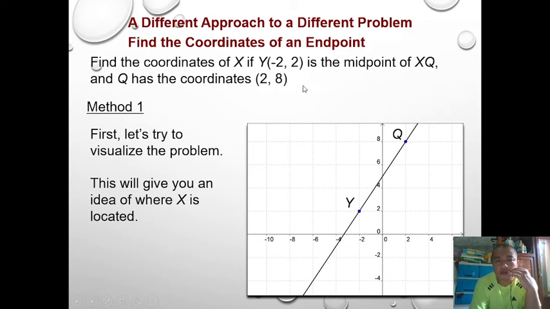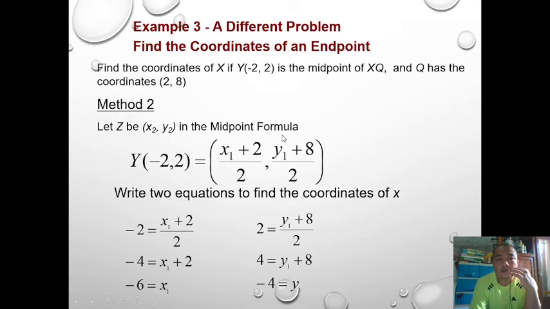To solve midpoint problems, it's better if we plot the points so that we can visualize the location of the point we're trying to find, whether it be a midpoint or an endpoint of a line segment.